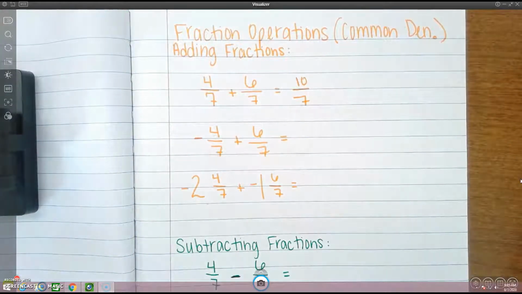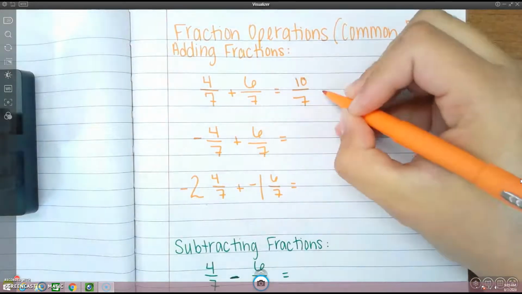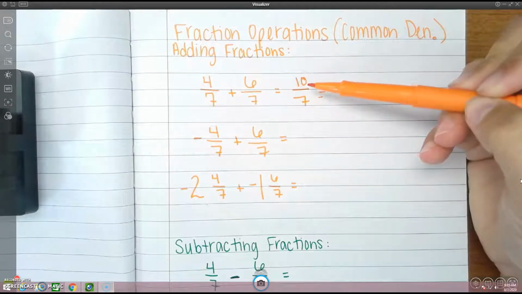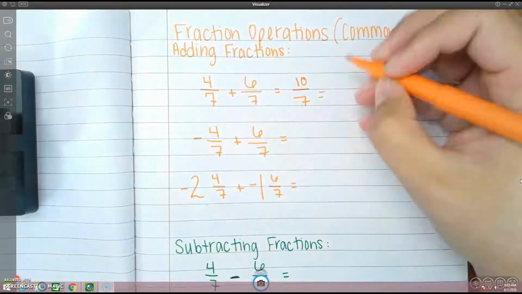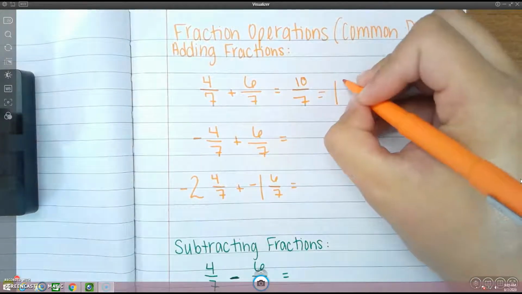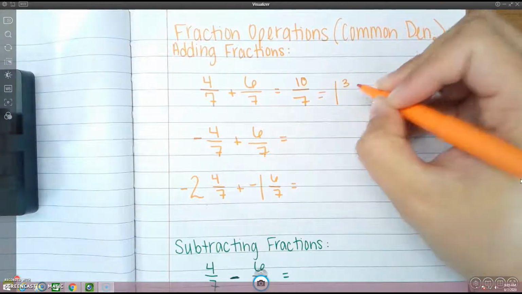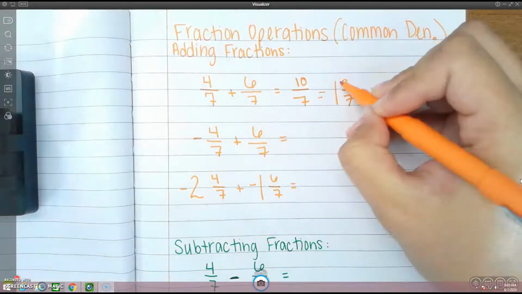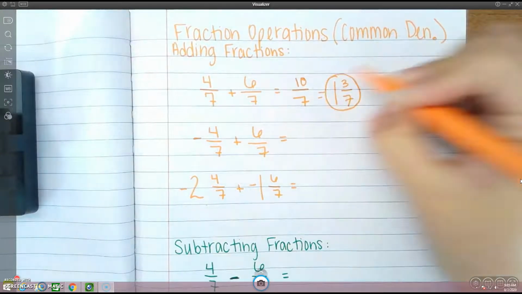Please remember though that we want you to simplify this. So this is an improper fraction. So we want to make it a mixed number here. All that we're going to do is divide. So 10 divided by 7 will give us 1, a remainder of 3, so the remainder goes in the numerator. And then once again you're going to keep the same denominator. So here we get an answer of 1 3/7.